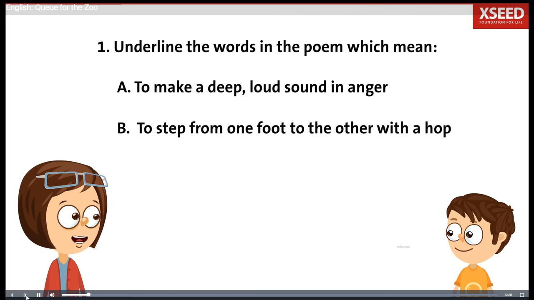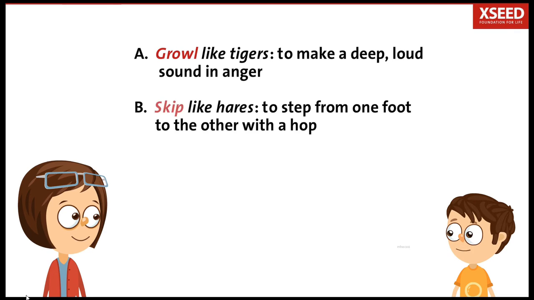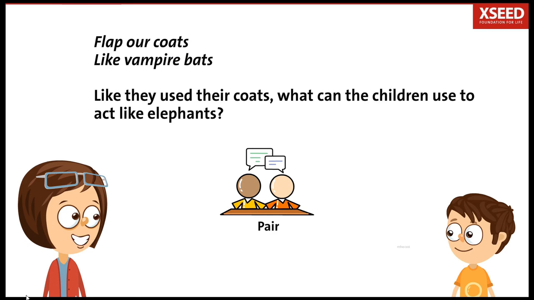Sid, what do you think? The word growl means to make a deep, loud sound in anger that a tiger makes. The word skip means to step from one foot to the other with a hop. Good, Sid. Flap our coats like vampire bats. Like they used their coats, what can the children use to act like elephants?